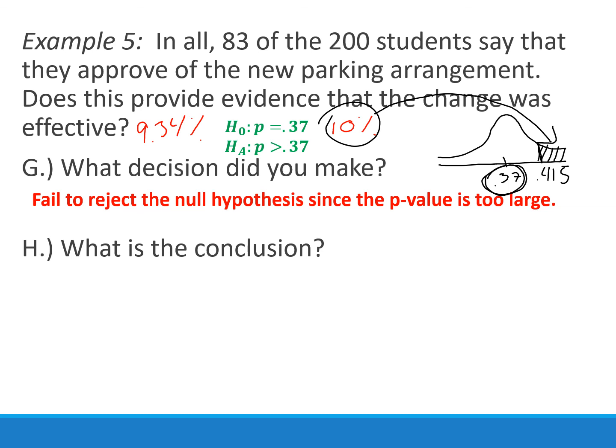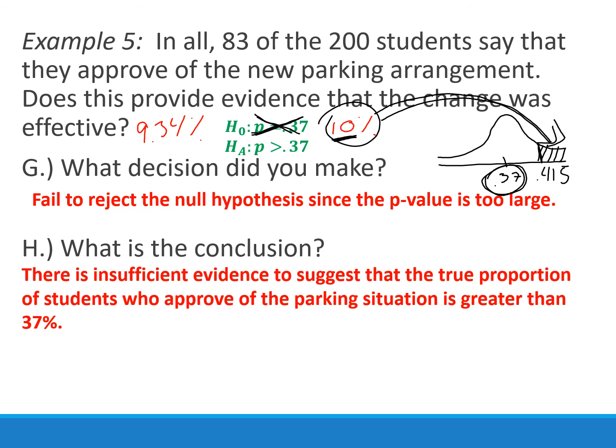In the same way as if we flip a coin 100 times, we're not always going to get 50 heads. Sometimes we're going to get 55 heads, sometimes we're going to get 47 heads. So this wasn't unlikely enough for us to say, yes, we have evidence that the proportion of students who are happy with the parking has increased. We need to see this percentage get lower for us to say we have evidence that this is not true. So because of that, when we write our conclusion, we say there's insufficient evidence to suggest that the true proportion of students who approve of the parking situation is greater than 37%.